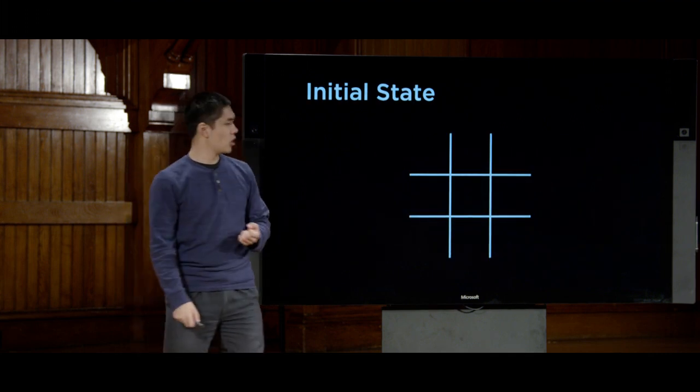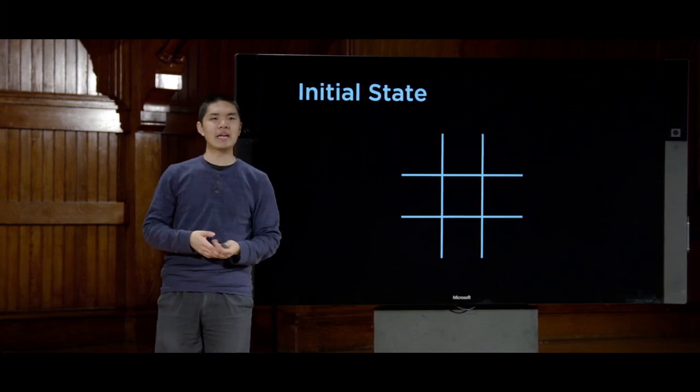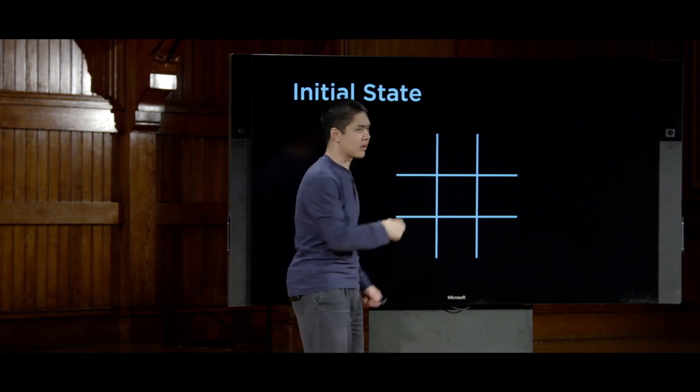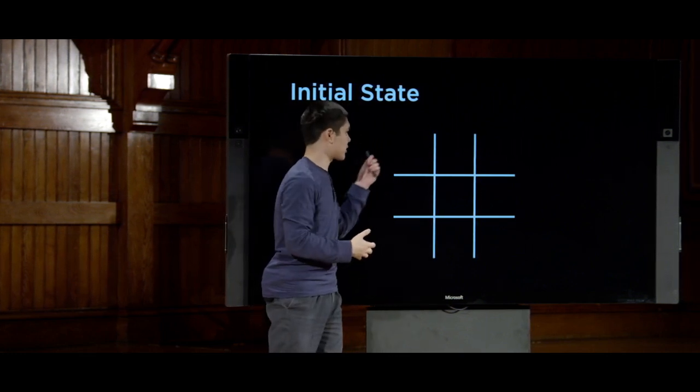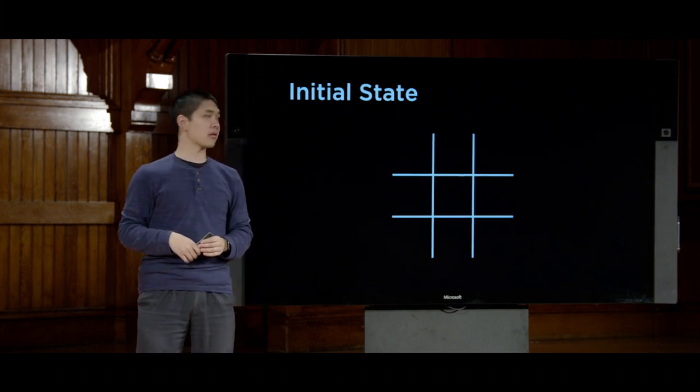The initial state, we can just represent in tic-tac-toe as the empty game board. This is where we begin. It's the place from which we begin this search. And again, I'll be representing these things visually, but you can imagine this really just being like an array or a 2-dimensional array of all of these possible squares.